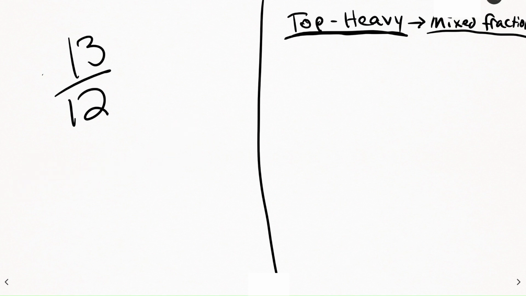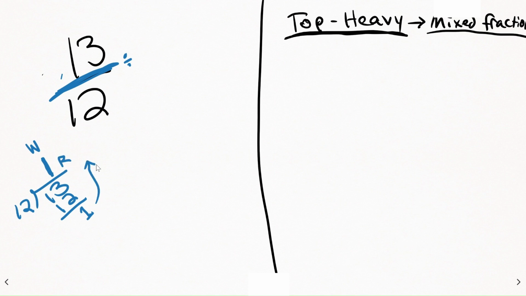So what we can do with this is 13 divided by 12. The fraction bar is the same thing as a division sign, 13 divided by 12. So if we divide 12 into 13, if you remember your long division, well, 12 goes into 13 once. So 1 times 12 is 12. So we're going to have 1 left over after we divide 12 into 13. So we're going to have one whole number. I'm going to write W for whole. And then we're going to have a remainder of 1. So 12 into 13 is 1 remainder 1.